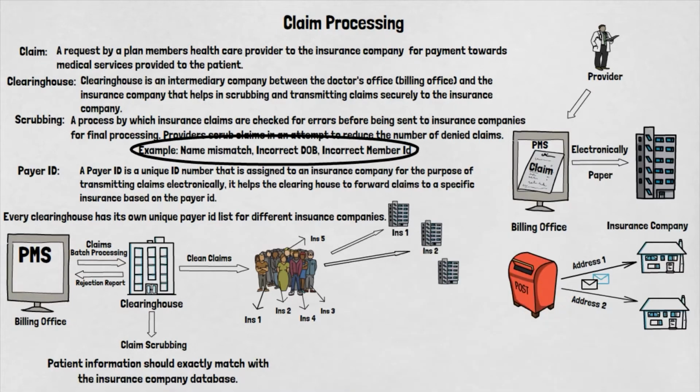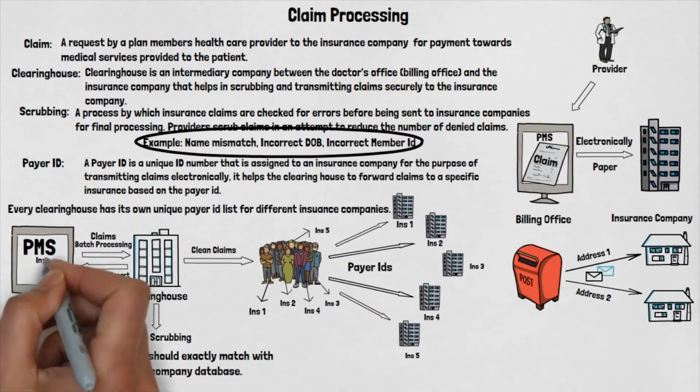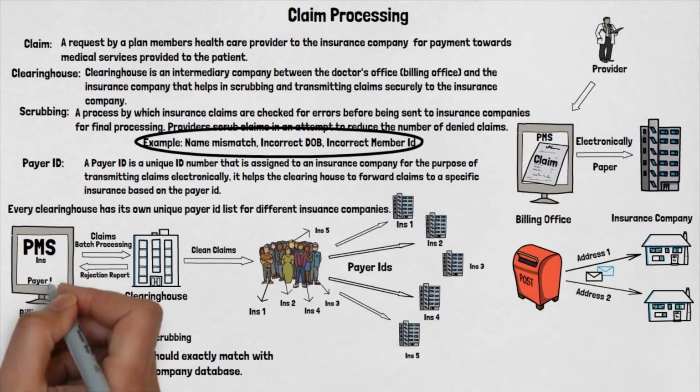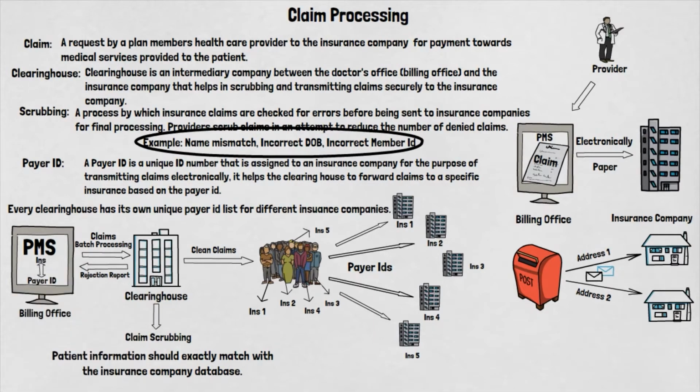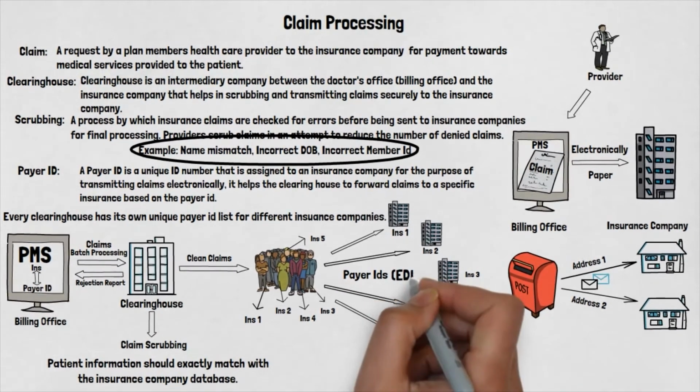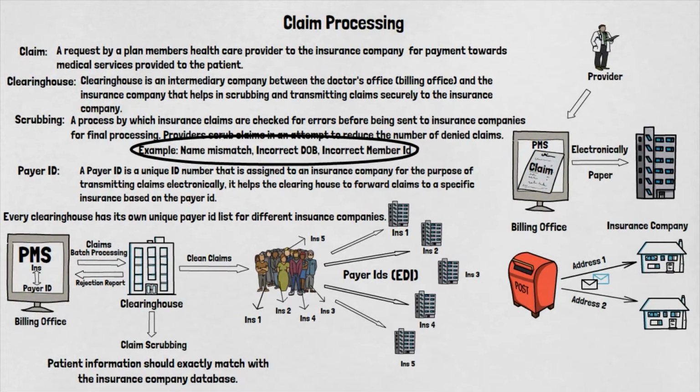In a similar way, clearinghouses segregate and forward the claims of different patients to their corresponding insurance companies based on the electronic payer IDs. At the time of setting up the doctor's practice in the billing software, the billing team will update the details of all the insurance companies and link them with the corresponding electronic payer IDs. So, whenever an electronic claim is forwarded to the clearinghouse, it will have the address of that insurance company in the form of an electronic payer ID. Now, the payer ID concept is based on EDI technology.